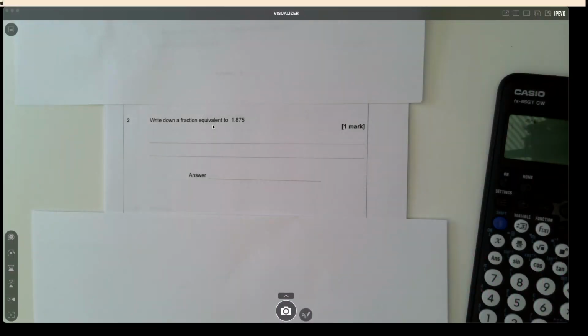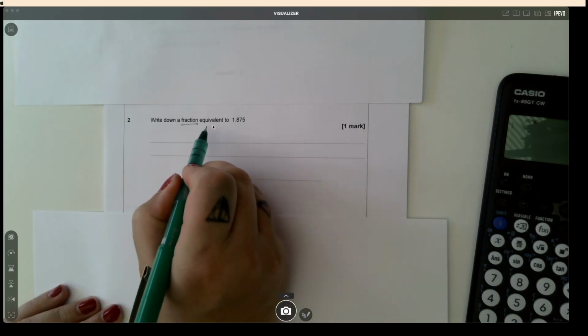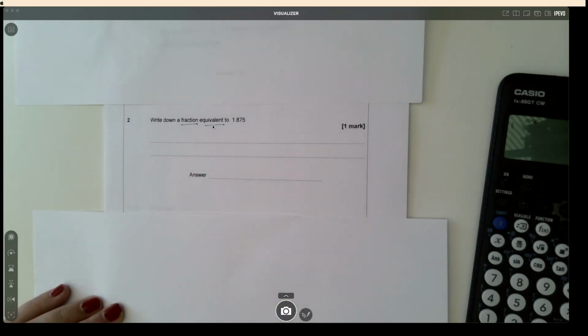Question 2. Write down a fraction equivalent to 1.875. So it doesn't say whether it wants a mixed number or an improper fraction. It doesn't tell you to simplify anything. So there's a couple of options here.